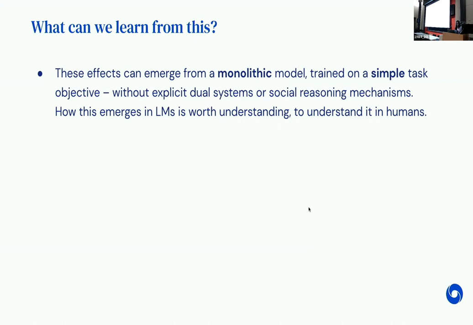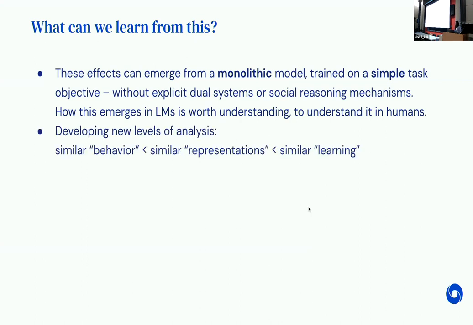That's one argument. The other thing, building on top of this, is that I think there's an opportunity to think more deeply about the levels of analysis when we compare human and machine behavior. Comparing behavior is one thing: if they show similar outward behavior, that's one level of similarity. You can take it to the next level and ask whether the representations that underlie that behavior are similar.